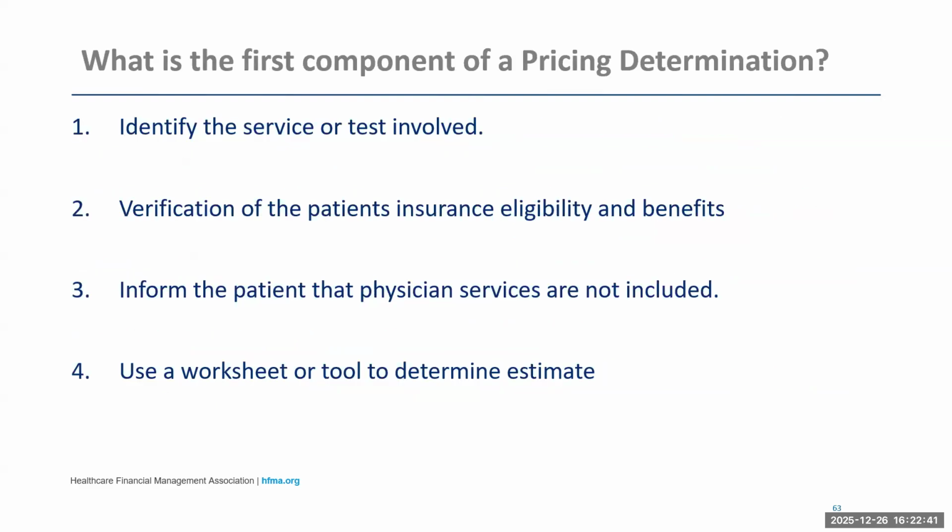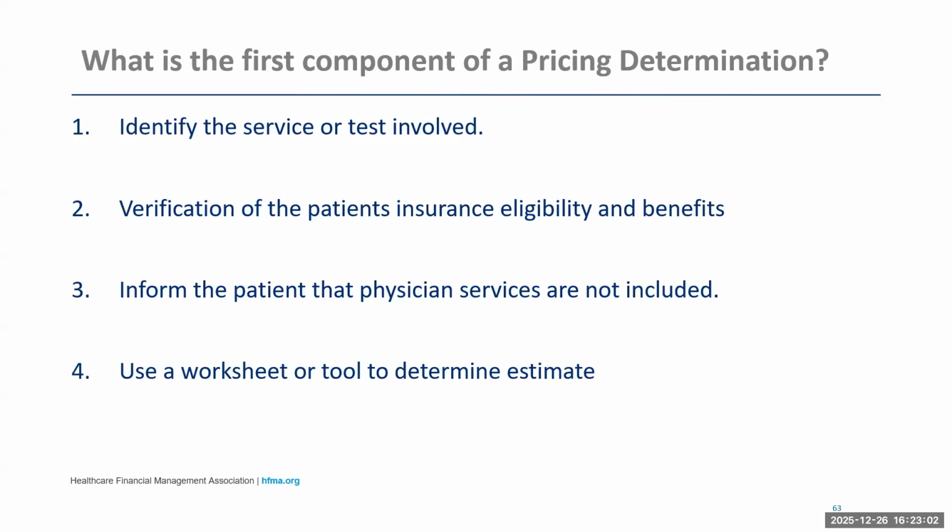Quiz time. What is the first component of a pricing determination? Is it 1, identify the service or test involved, 2, verification of the patient's insurance eligibility and benefits, 3, inform the patient that physician services are not included, or 4, use a worksheet or tool to determine the estimate?